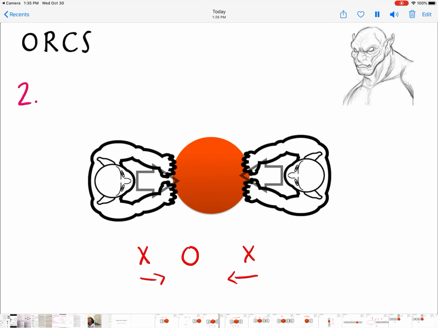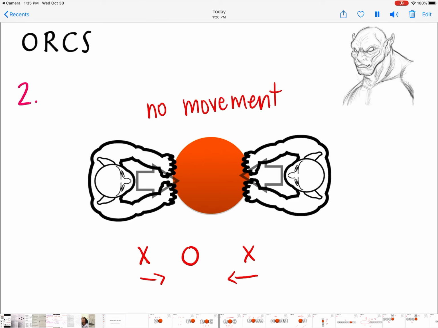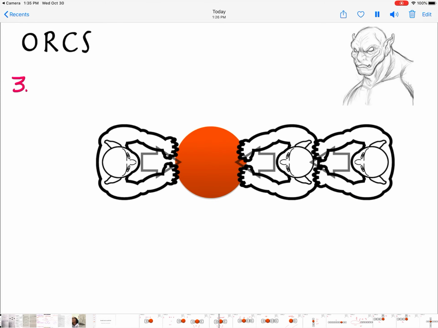They didn't go anywhere. So as far as an explanation, there's no movement. We don't have any movement because these are equal forces. I have one orc against another orc. They don't overpower each other. They work against each other.